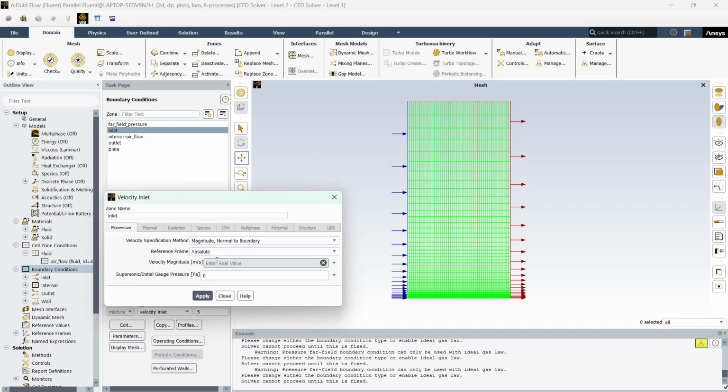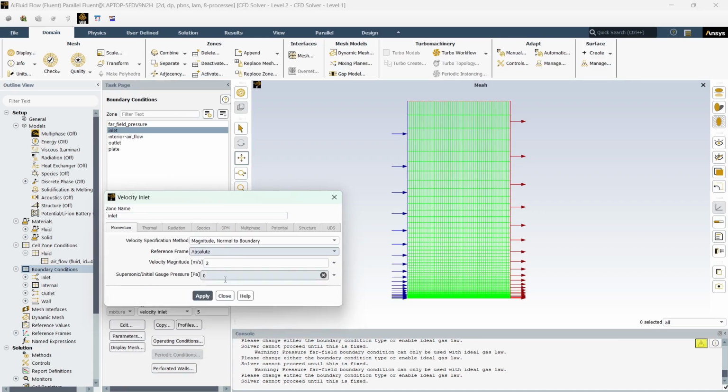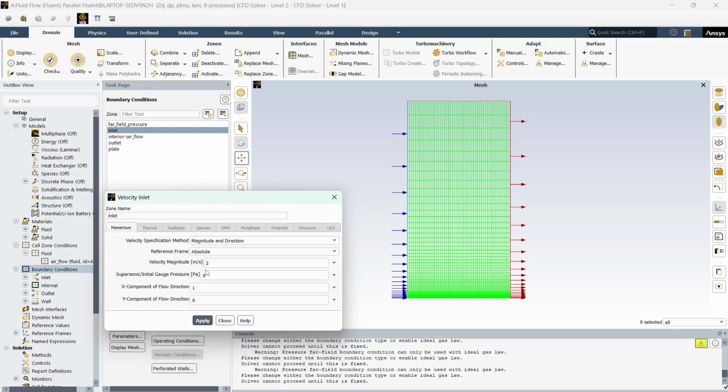Purpose of the velocity inlet. The velocity inlet, which in this analysis is 2 m/s, normal to the boundary, defines the direction and speed of the fluid entering the domain. It assists Fluent in determining the domain-wide flow properties such as pressure, velocity, and turbulence.